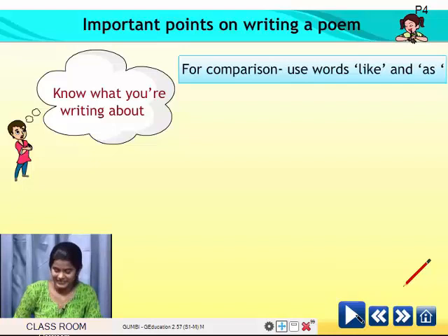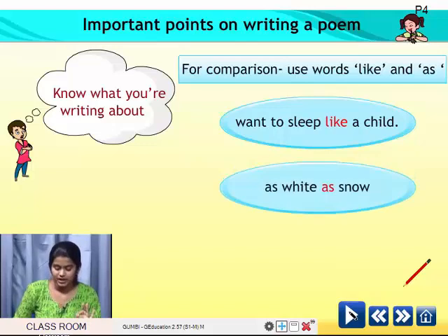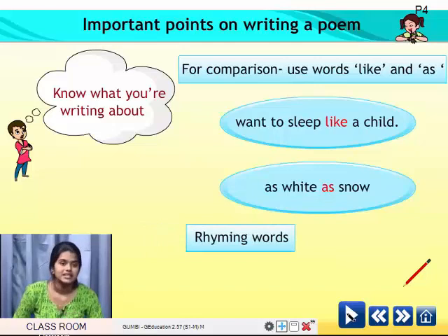Do you know, children? Yes. Very good. So this is an example: want to sleep like a child, as white as snow. I have told you this. The third point is rhyming words.